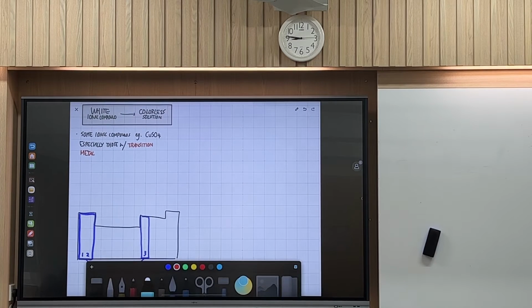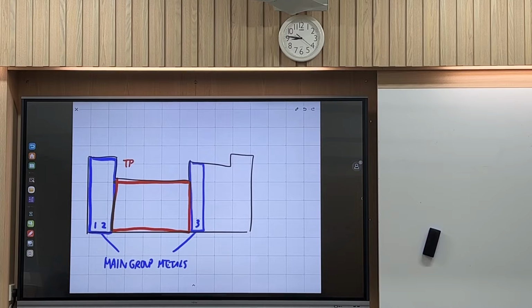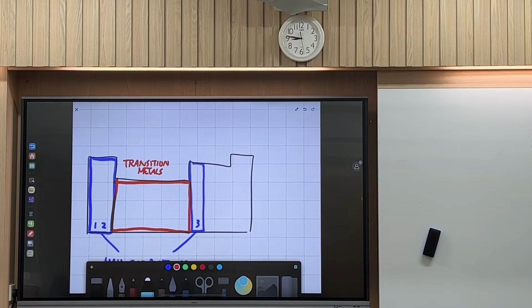Then we have the transition metals that sit in between group 2 and 3. Okay, so these are called the transition metals. For example, we have Fe, we have Cu, things like these. Iron is a transition metal. Copper is a transition metal. What's so special about the compounds formed by transition metals? They are often colored. But main group metals, not so much.